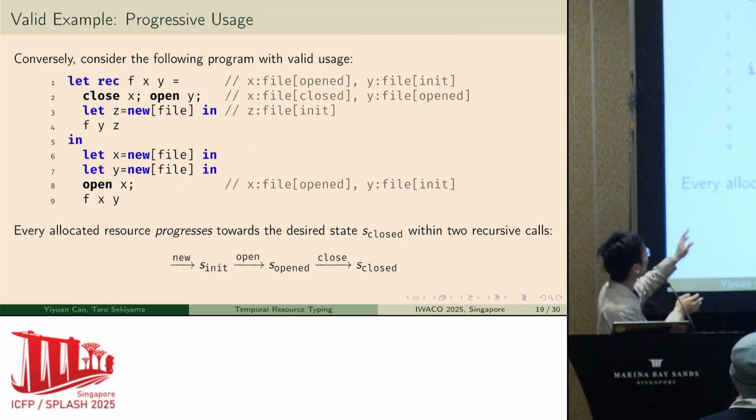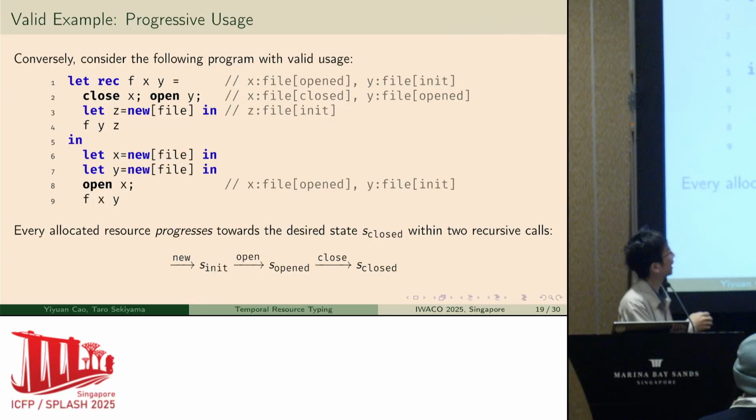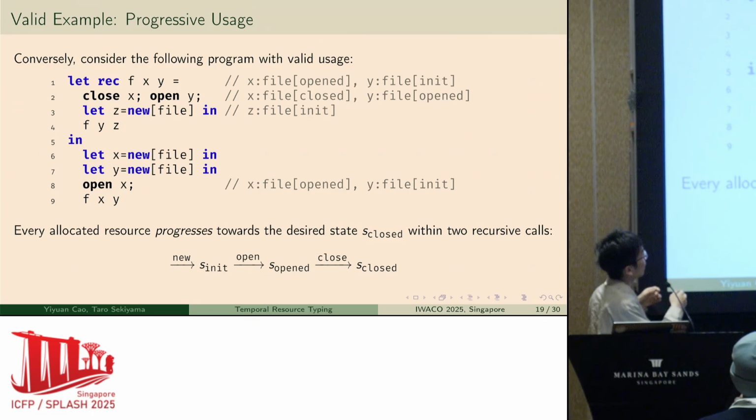By applying some invariant-based reasoning, we can see that each allocated resource has this usage pattern of creation, then opened, and then closed. And this usage pattern happens within 2 recursive calls.